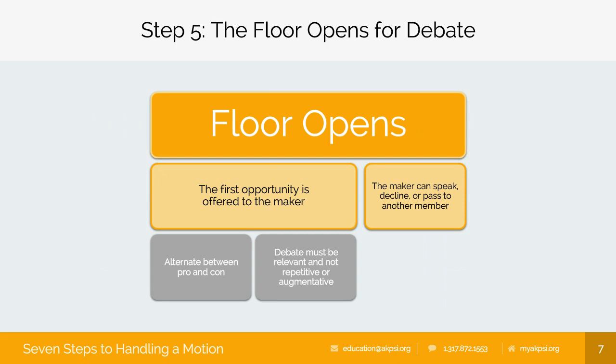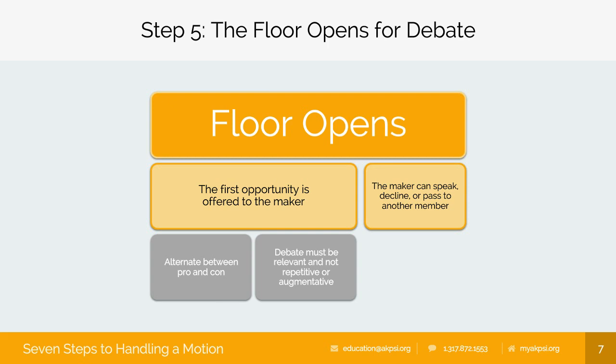The first opportunity to debate is always offered to the maker to explain the reason behind making the motion. The chair should ask the maker if they would like the first pro, and the maker will accept, decline, or pass the pro on to another member. If the maker declines or after they state their case, the next opportunity to debate will go to a member opposed to the motion. You should alternate between pros and cons until every member who wishes to speak has done so.